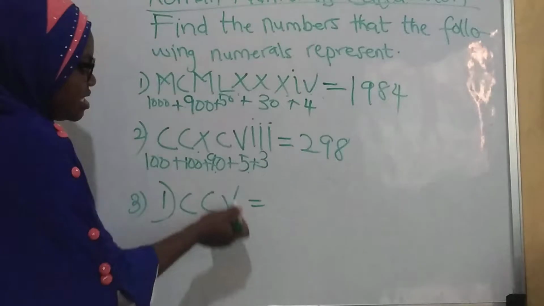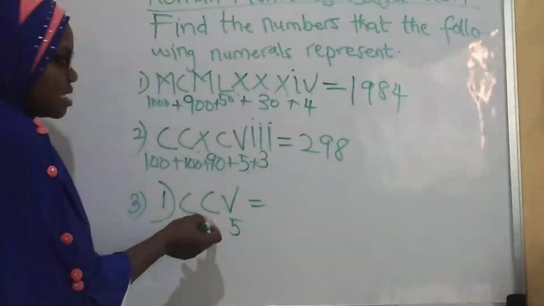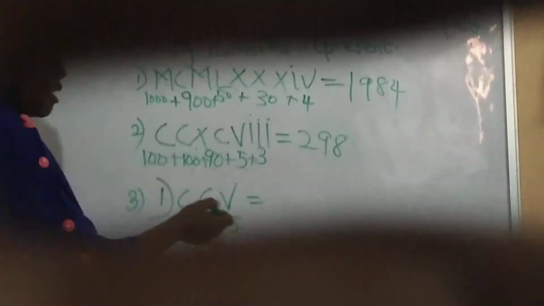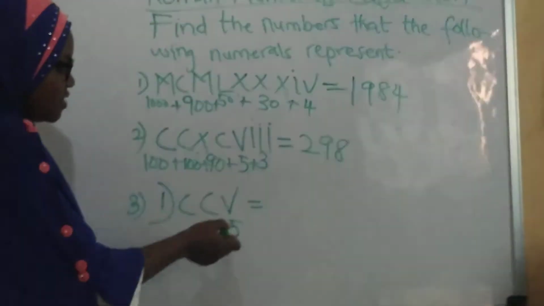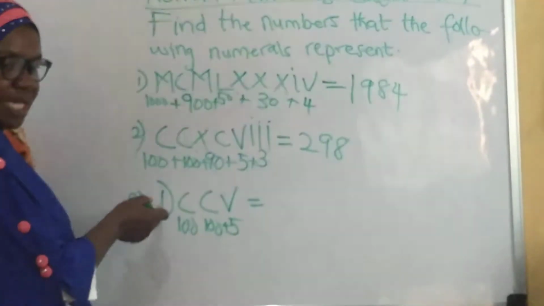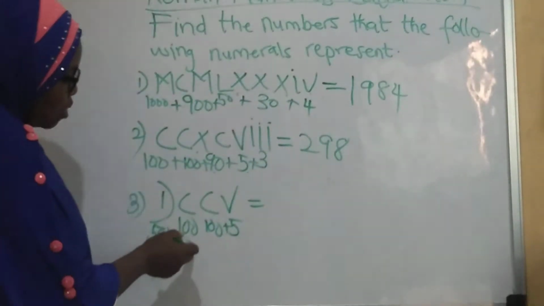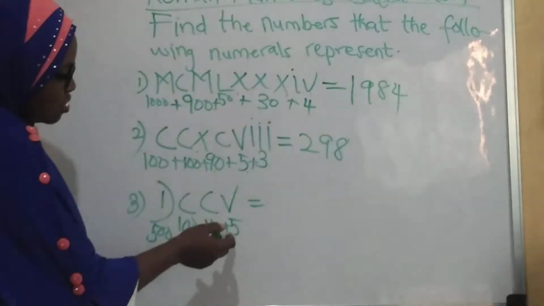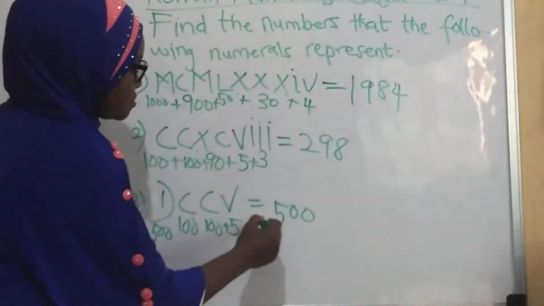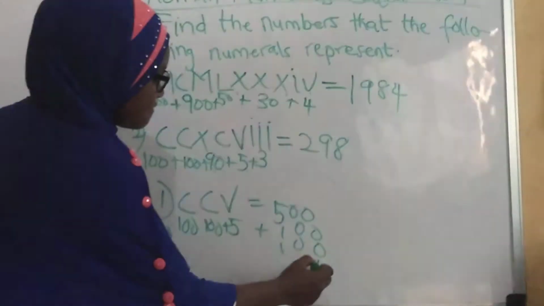Now let's look at this last one together. Now let's take it one by one. This V that is standing on its own is what? 5, isn't it? Now this C is a bigger number than V because C is what? 100. So the fact that it is at the back of V means you have to add, because it's bigger than V. So this next one is also what? 100. And then you have a very bigger number also, which is what? 500. So my D is 500. My C is 100. My C is 100. My V is what? 5. And let's add everything together. 500 plus 100 plus another 100 plus another 5.